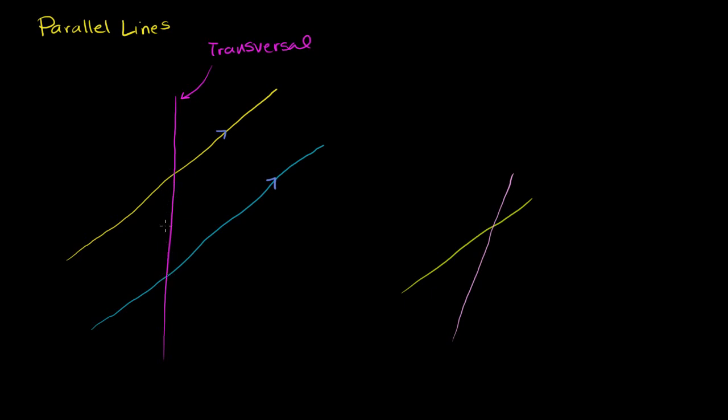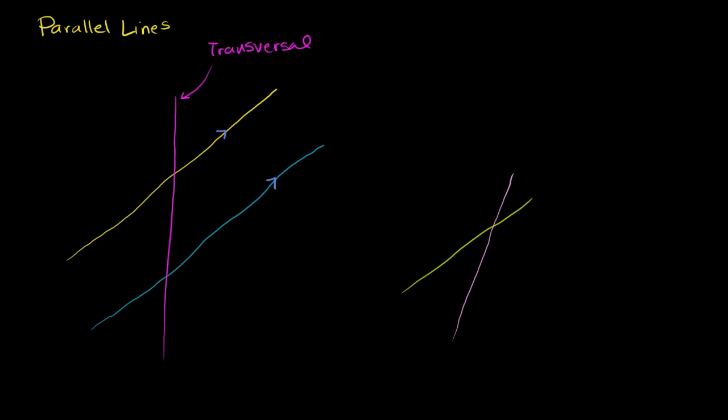Now, whenever you have a transversal crossing parallel lines, you have an interesting relationship between the angles formed. And this shows up on a lot of standardized tests. It's kind of a core type of geometry problem. So it's a good thing to really get clear in our heads. So the first thing to realize is, if these lines are parallel, and we're going to assume these lines are parallel, then corresponding angles are going to be the same.